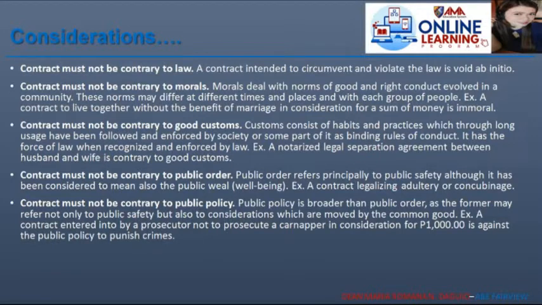So, next, contract must not be contrary to morals. So morals deal with norms of good and right conduct and evolve rather in a community. These norms may differ at different times and places and with each group of people. So kanya-kanya tayo ng paniniwala, class, ng kung ano ba yung mabuti, ano ba yung maganda. No? So ito na yung nag-evolve sa community natin na pinaniniwalaan natin to be good or right. So example, a contract to live together without the benefit of marriage in consideration rather for a sum of money is considered to be immoral.